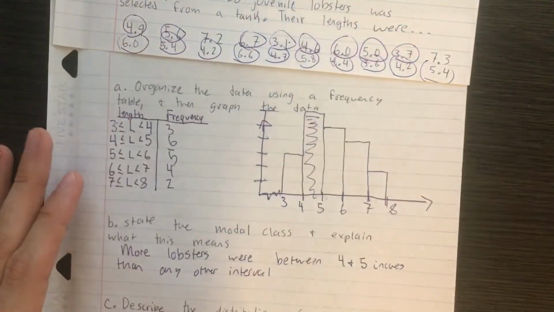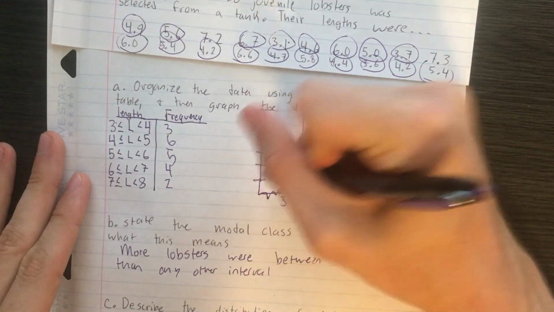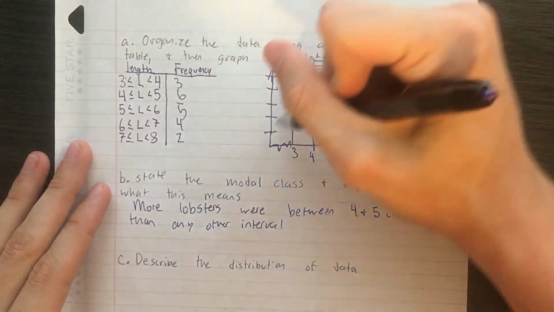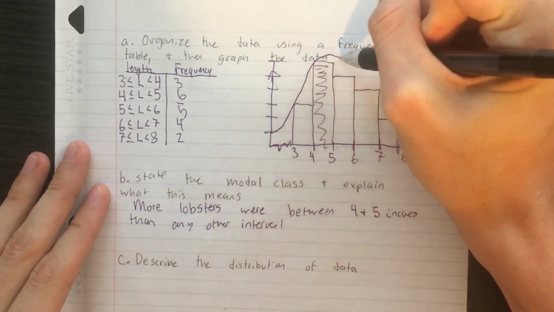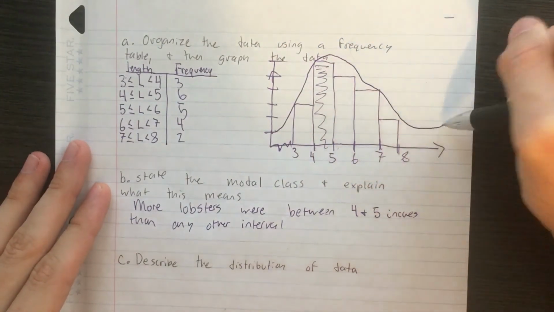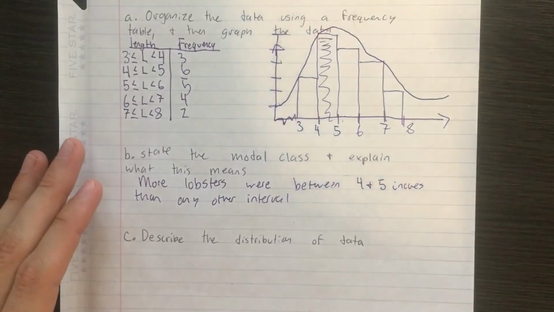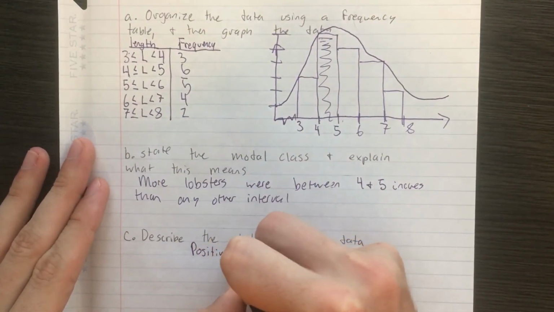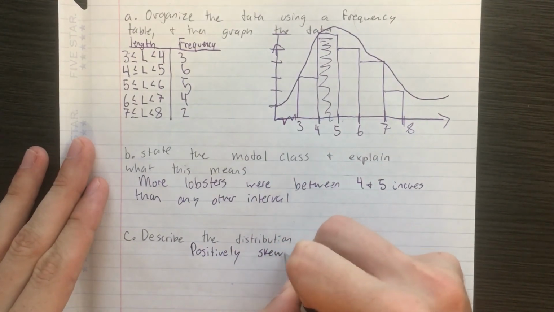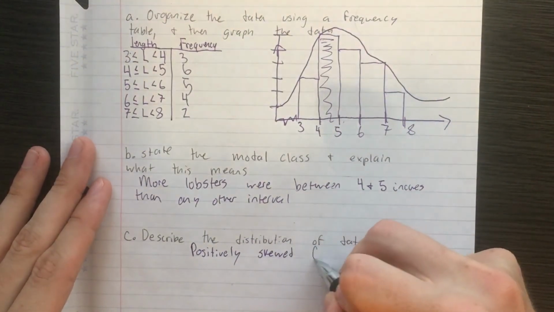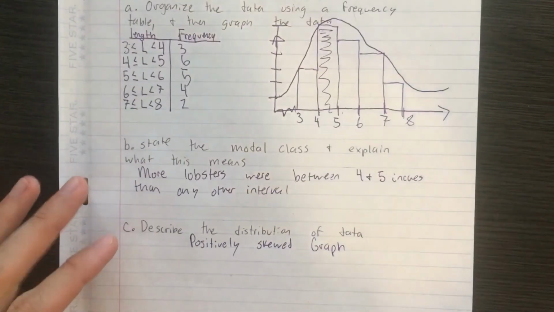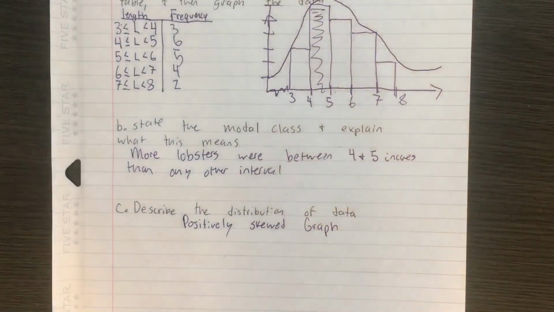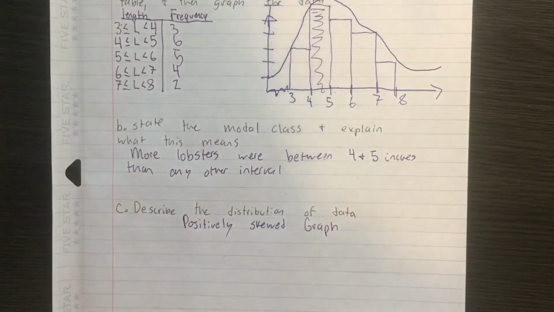And then the last thing here, if we want to talk about the distribution of this data, if you draw a curve and we're asking what kind of curve does that look like, that is a positively skewed graph. So again, I know probably not the most difficult concepts today, but they are things that will pop up on your IB exams. So I just wanted to make sure that we covered them.